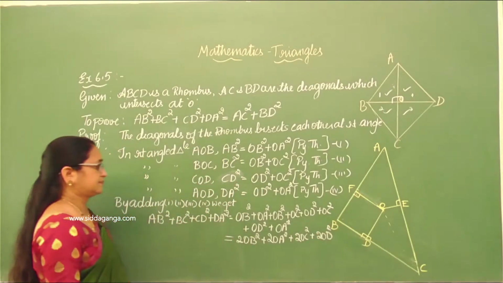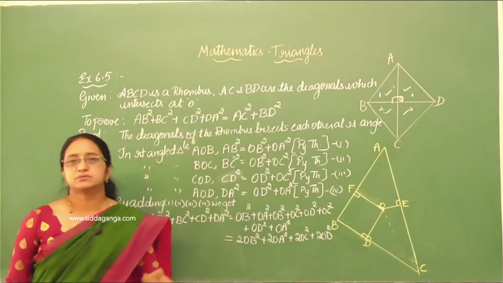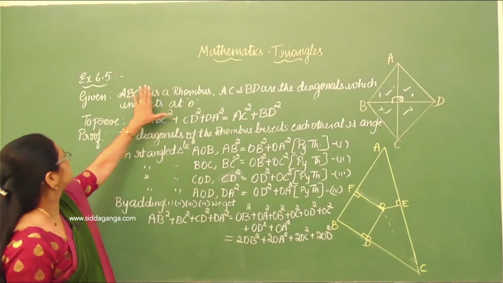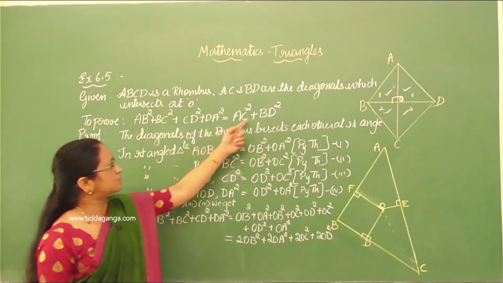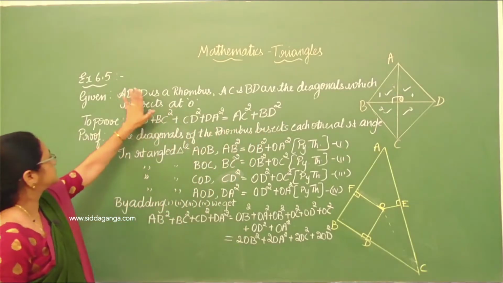Is it clear? Now I'll continue here. I hope you have noted down the given and to prove: to prove AC square plus BD square. Now, I'll rub this.